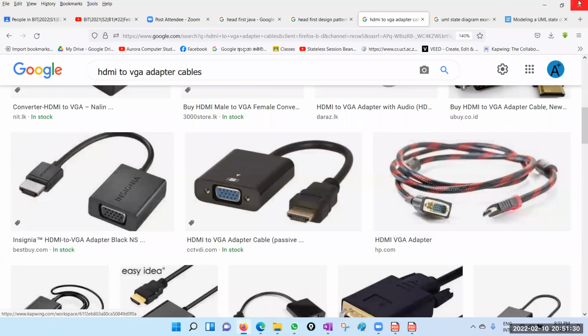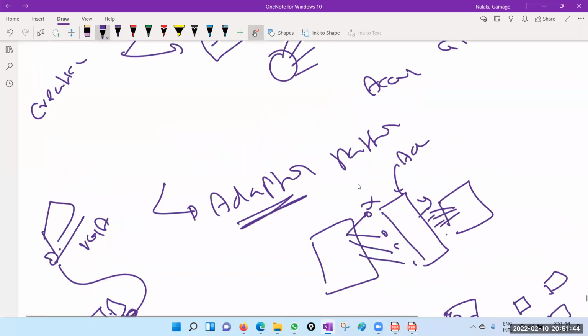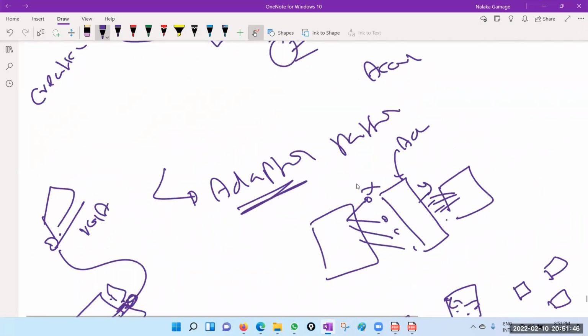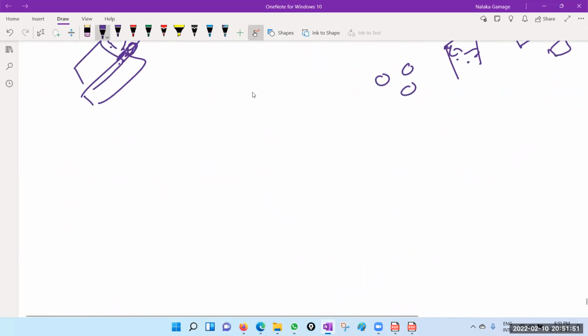Right. So that is adapter. Similarly, we can create software units like this, so that we can integrate those incompatible software things. Okay. So that is another example, right? So likewise, I just mentioned to you 3 design patterns: factory pattern, singleton pattern, and adapter pattern.